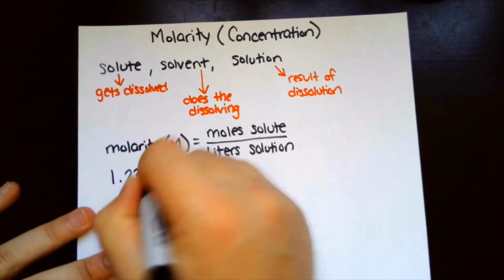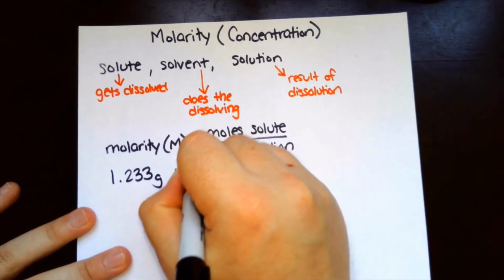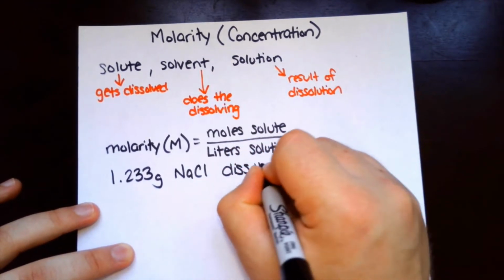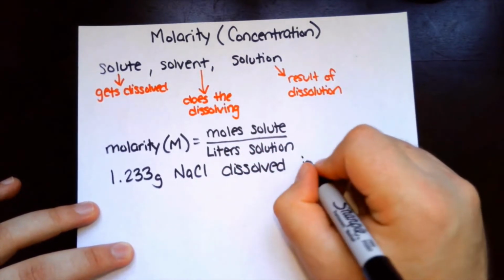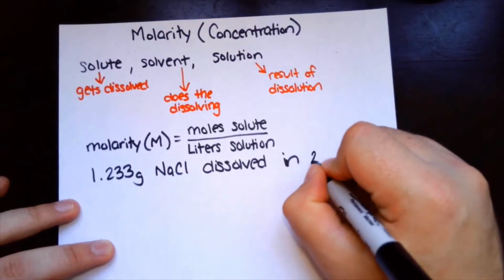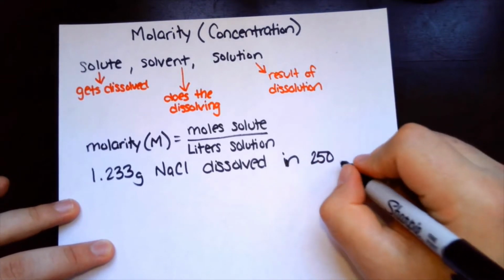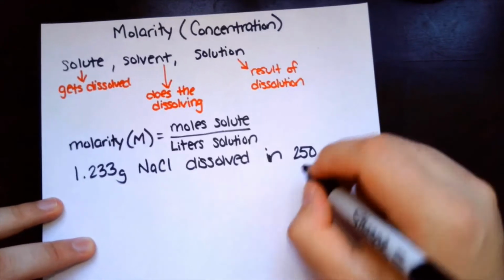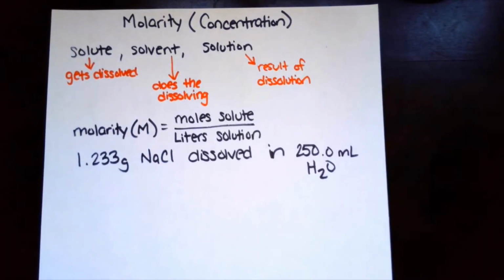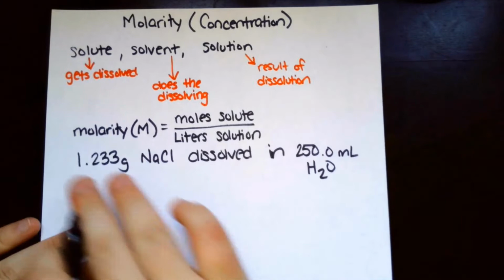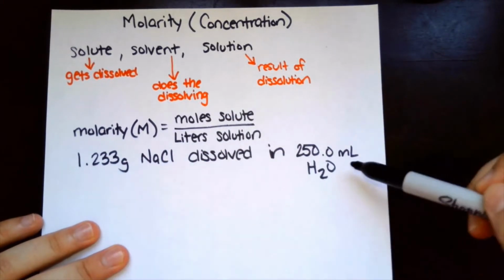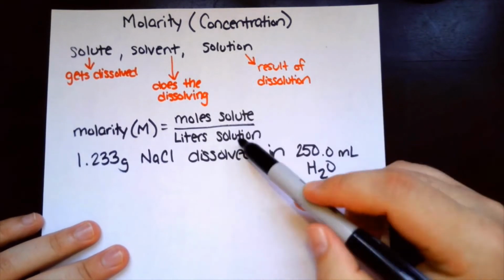1.233 grams of NaCl gets dissolved in 250 milliliters of water. Okay, what is the molarity? Well, we know we need our solute on top, and again, this is solid, so we can just use this one volume, and we need that on bottom.